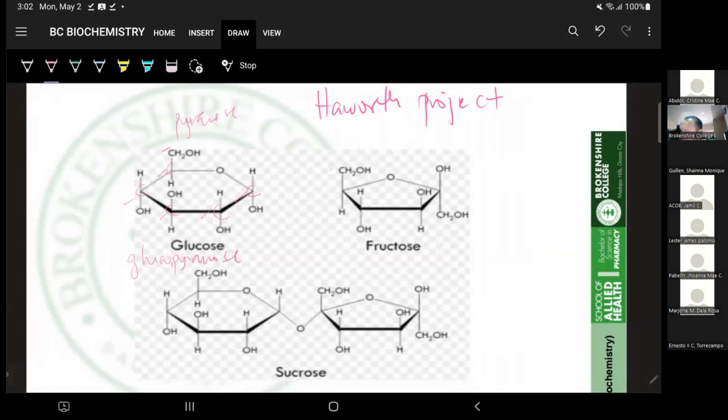Ito naman. 1, 2, 3, 4, and 5. 5 only. This is your fructofuranose, kasi 1, 2, 3, 4, 5 lang naman na carbon. Itong isa, okay, 1, 2, 3, 4, 5, 6. This is your sucropyranose. Itong isa naman, or sucrose pa rin siya, no? Itong isa is 1, 2, 3, 4, 5. This is your sucrose, okay?